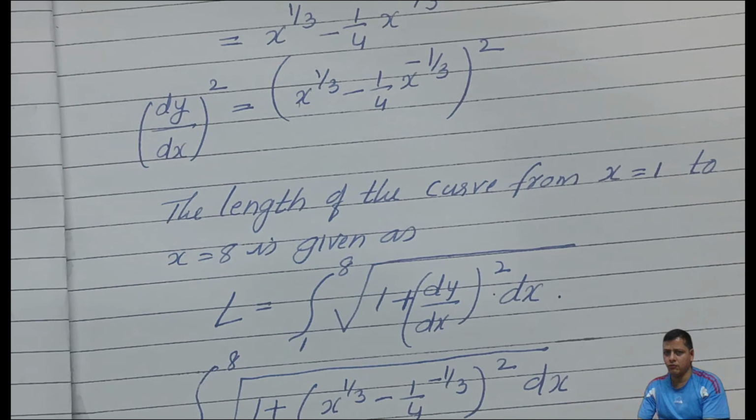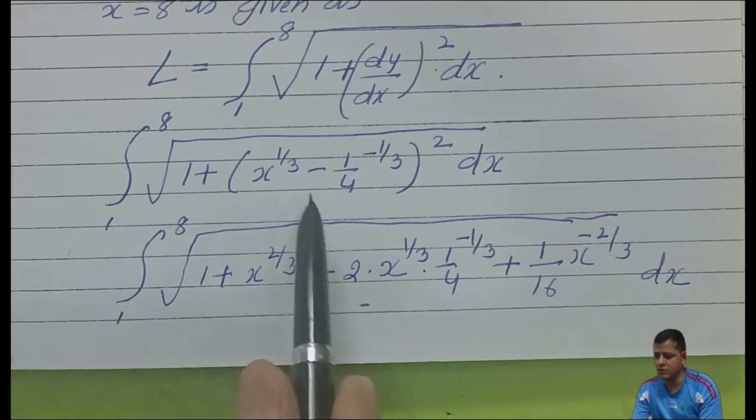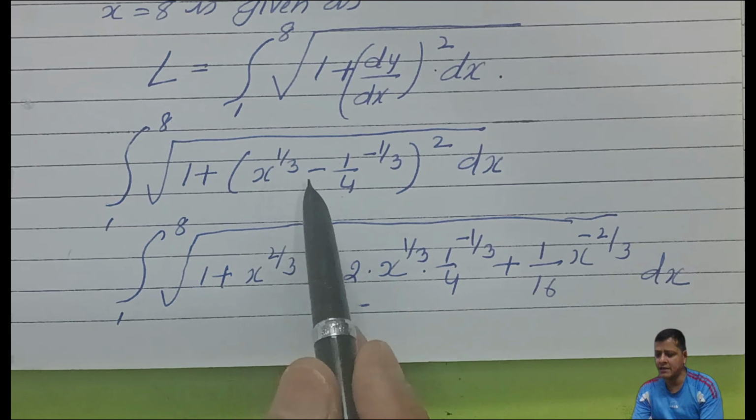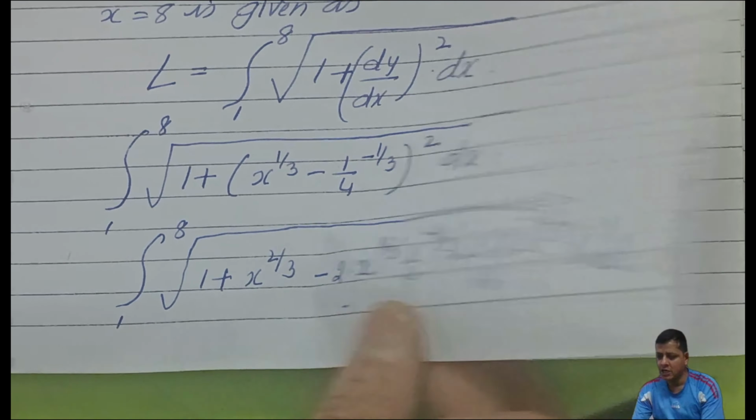Now last is dx. So we got this. What did we do? We have simplified x to the power of 1 by 3 minus 1 by 4 to the power of minus 1 by 3, whole square, like a minus b whole square. We simplified that into pieces. So that's it. We didn't do much big thing here.